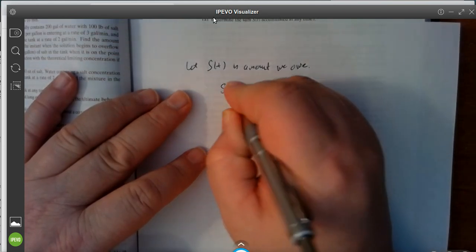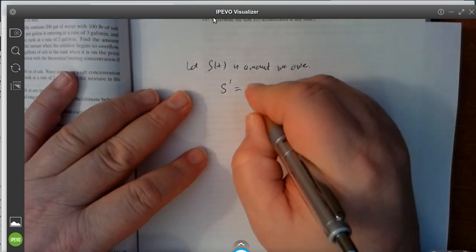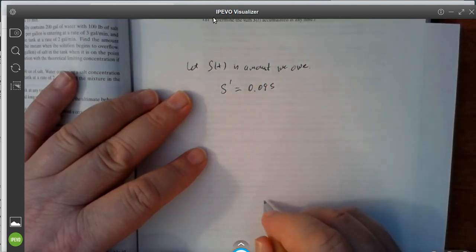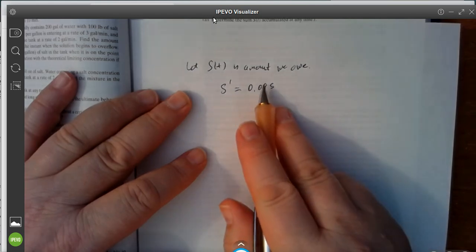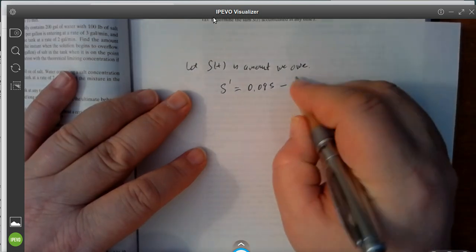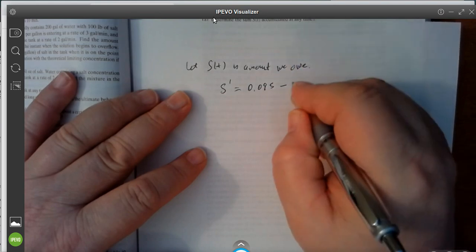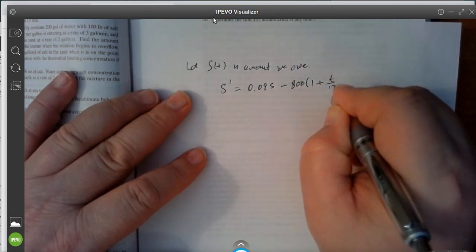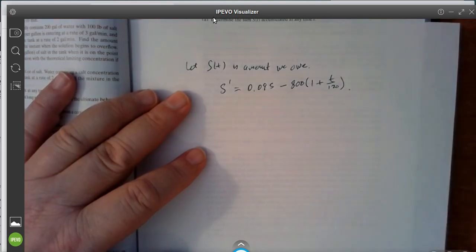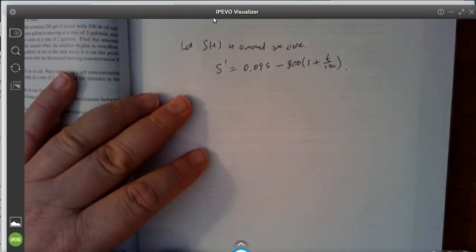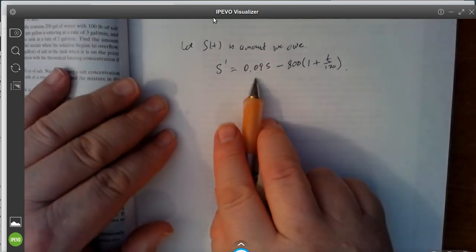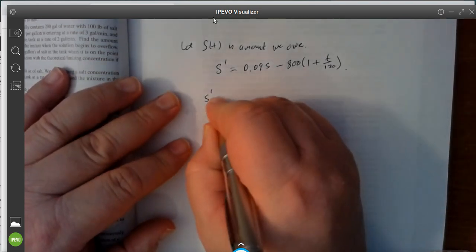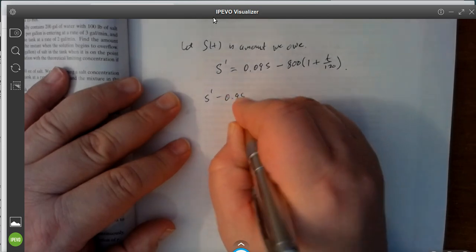So in that case, we'll have our S prime is going to be positive 0.09 S for the interest rate, so it's increasing, but then we are paying off by this function that we have over here, 800 times 1 plus t over 120. Good. Okay, so how do we solve this differential equation? Well, this is a linear differential equation, and so we can solve it by taking, oops, 0.09.